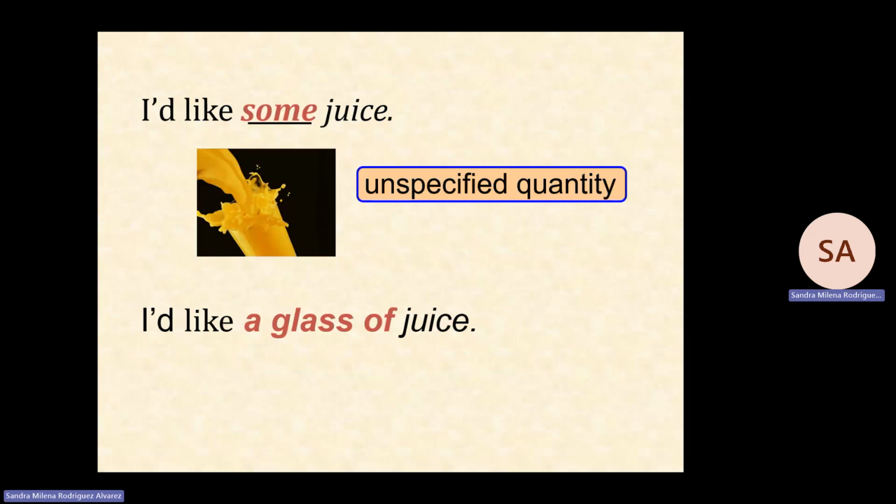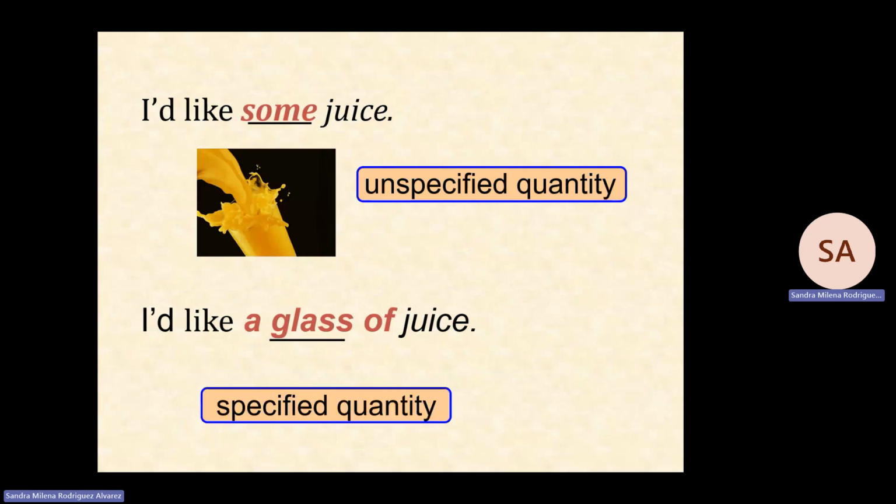of the product I want to mention, the noun, and if that noun is uncountable, I have to use a countable noun to make it countable. For example, I would like a glass. I cannot count the juice. I have to measure the juice, but I do count the glasses. I can say one glass, two glasses, three glasses.